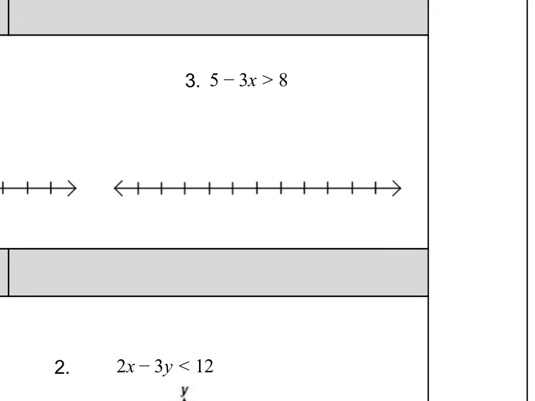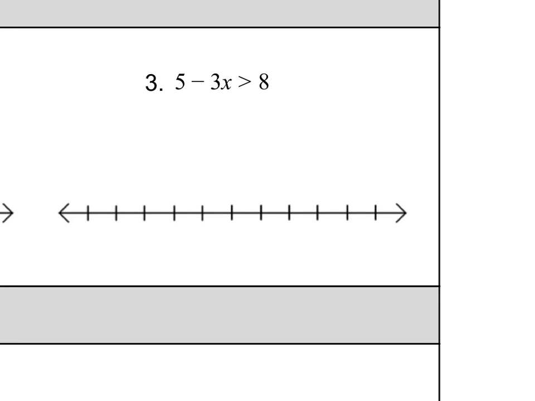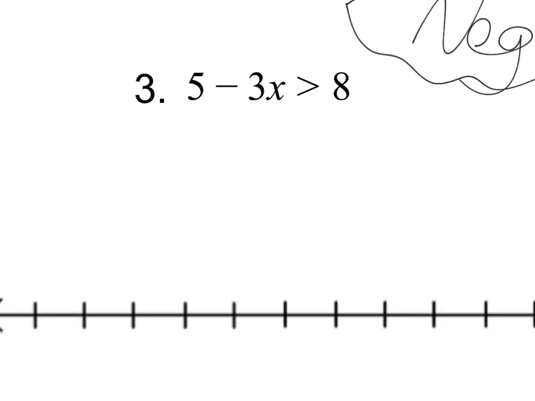All right, next one, we have a little bit of arithmetic that is involved. So we need to solve this thing out as if it were an equal sign, but we have to pay attention to negatives. So if negatives make an appearance, we'll have to handle those by flipping the sign if at any point we multiply or divide by a negative. All right, so if I wanted to solve this, let me zoom in so I have more room to work here. Let's see, I'd subtract the 5 over, and now I've got -3x greater than 3. Then we would divide by the coefficient, in this case, -3.